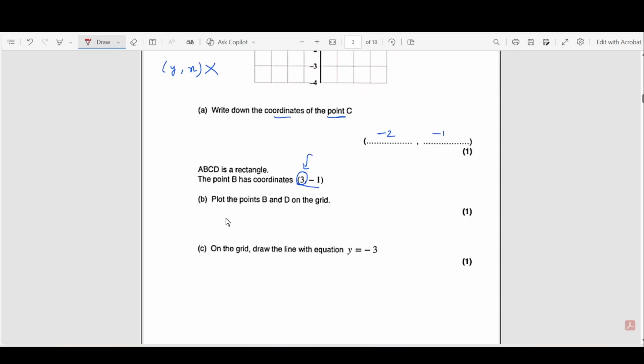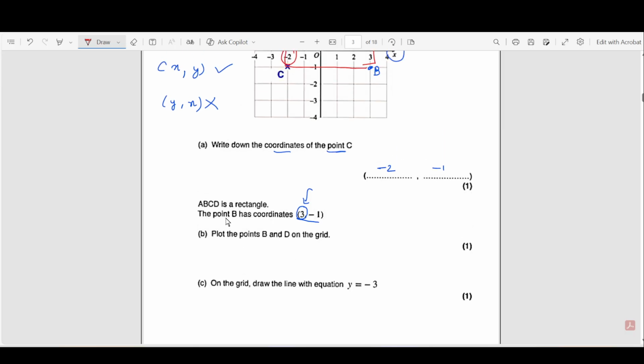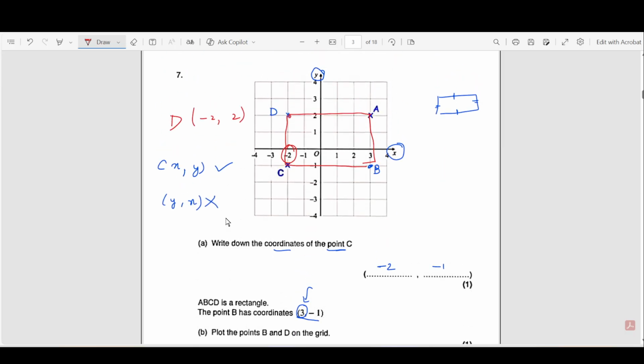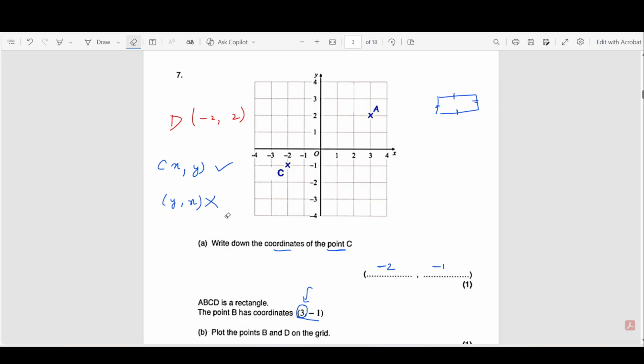So on the grid, draw the line with equation y equals -3. Let me just erase it to make it clear, otherwise it will look messy. So y equals -3. If you check the y-axis, where do you have -3? This. y equals -3. Just draw a line passing through -3 parallel to the x-axis. That's y equals -3.